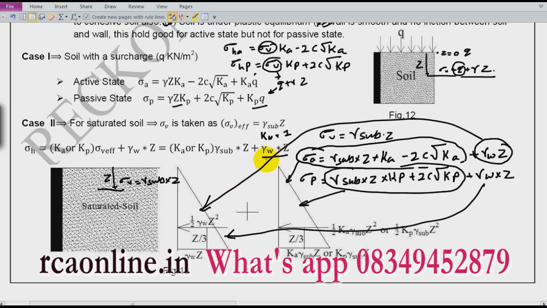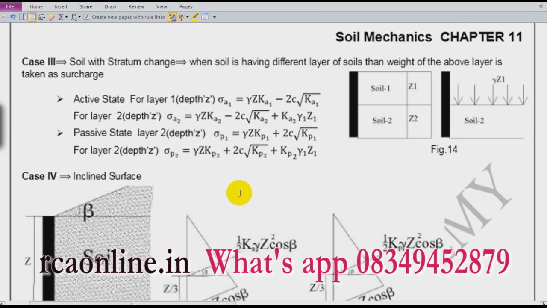So do remember to add this gamma W into Z. Many times the student forgets this gamma W into Z. This is very important. Now the third case is when we have two soil layers. So it is very simple to understand this.